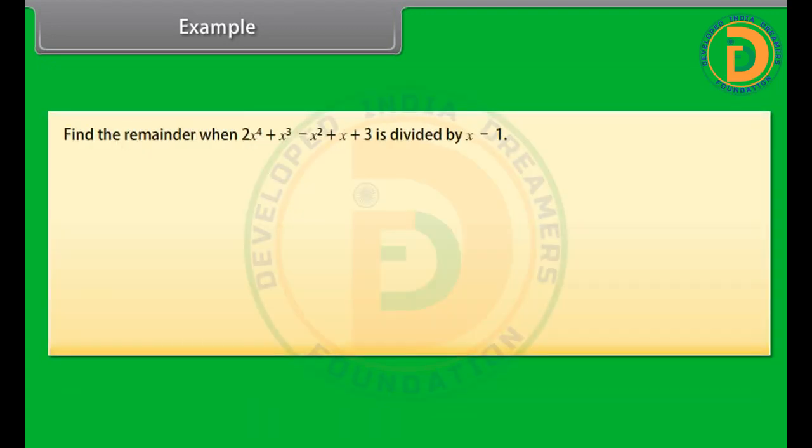Find the remainder when 2x^4 plus x^3 minus x^2 plus x plus 3 is divided by x minus 1. Solution. Here, P(x) is equal to 2x^4 plus x^3 minus x^2 plus x plus 3, and the zero of x minus 1 is 1.